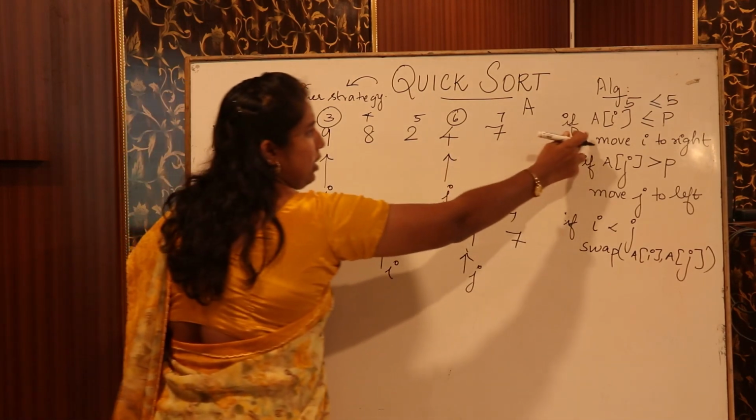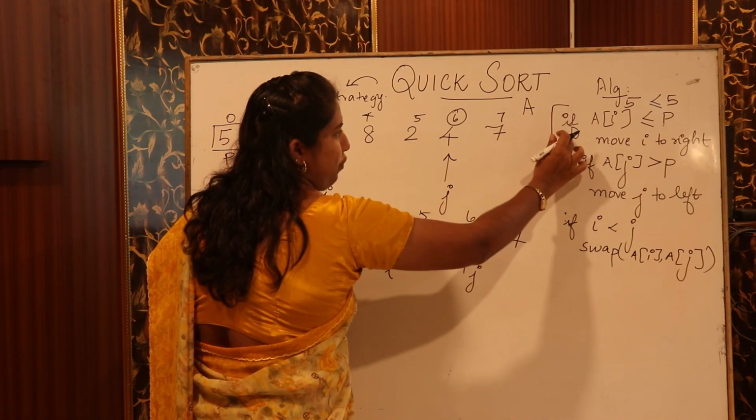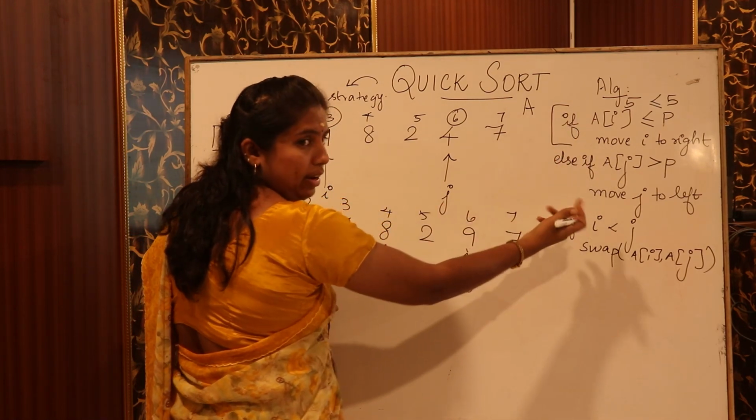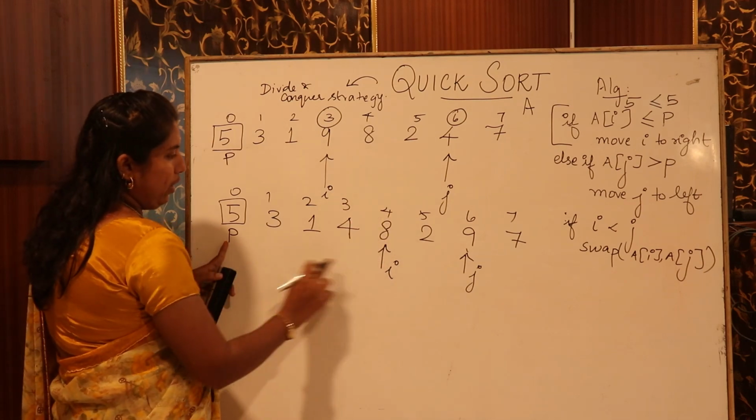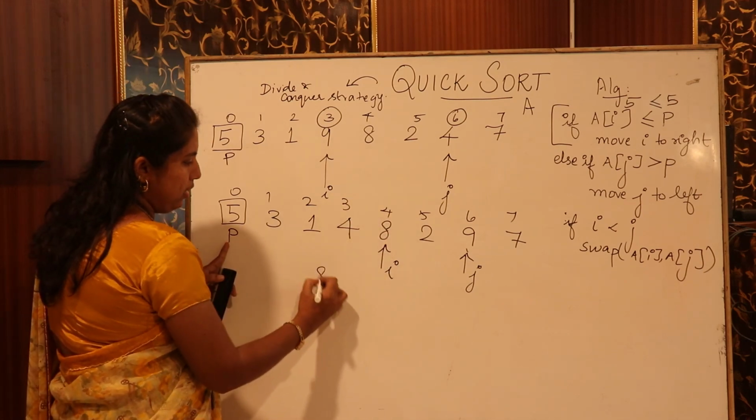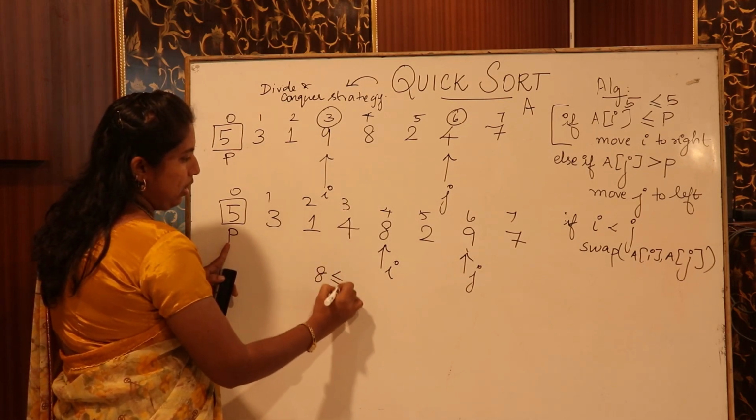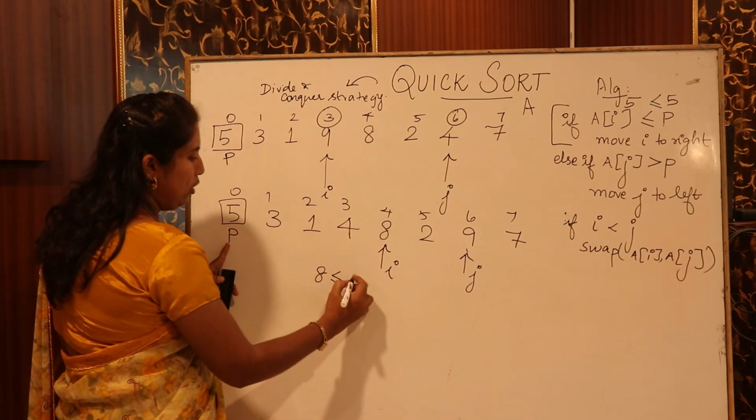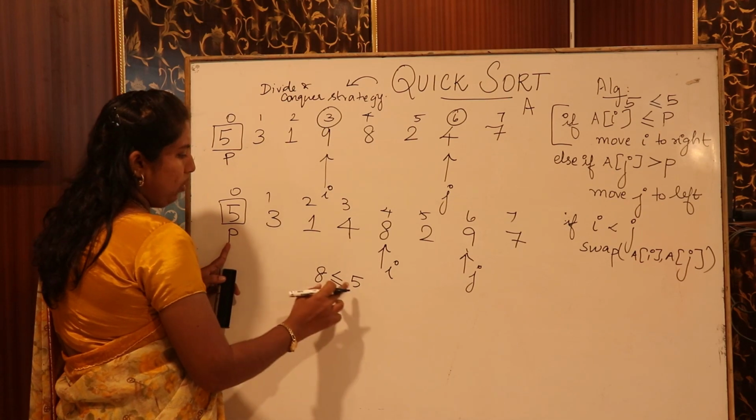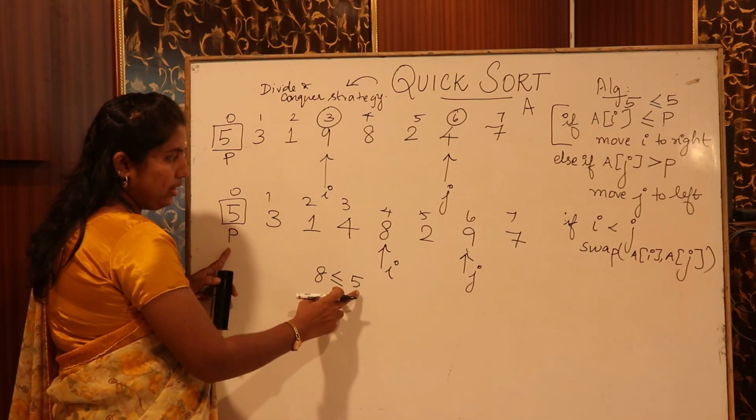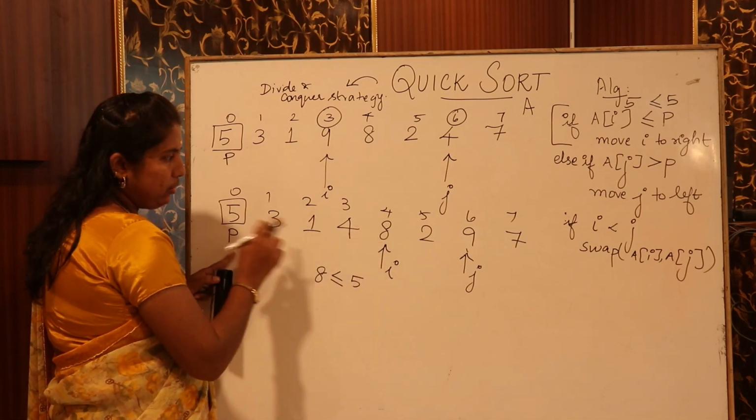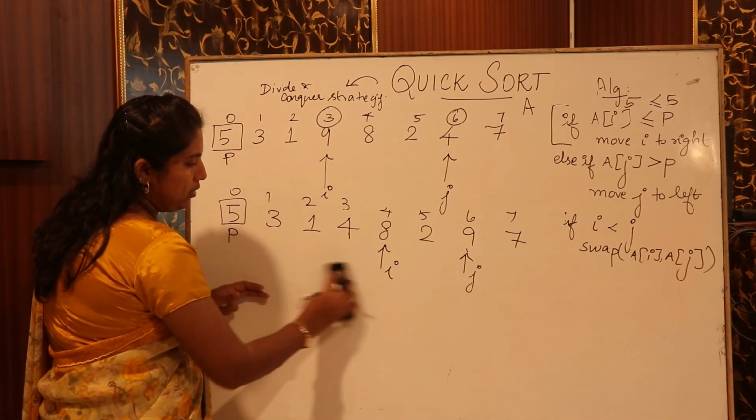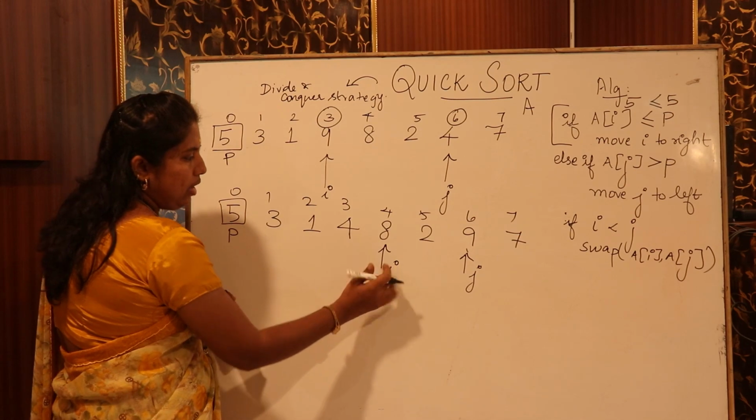Again I have to check this condition. Until this condition becomes false, only then can I move to the next condition. So again I will be checking this one, a of I. What is my a of I? 8. 8 is less than or equal to p. My p value is 5. So this condition becomes false here because it is greater. Actually the value should be lesser than the pivot. So we are going to stop at this position. We are going to stop this ith value.